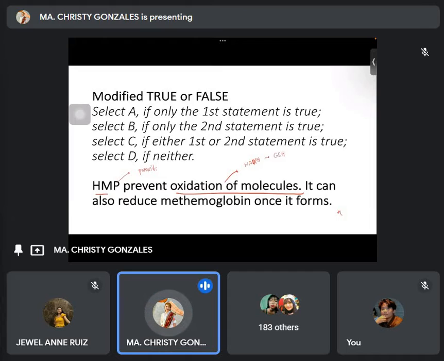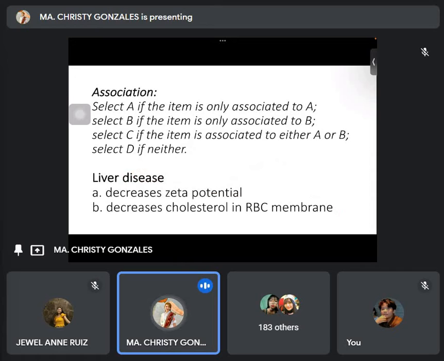So, HMP produces peroxide. And that is also responsible for the prevention of the oxidation of the molecules. But GSH is more potent. Okay, your glutathione or reduced glutathione. Okay, next, liver disease. Decreased zeta potential decreases cholesterol in RBC membrane.